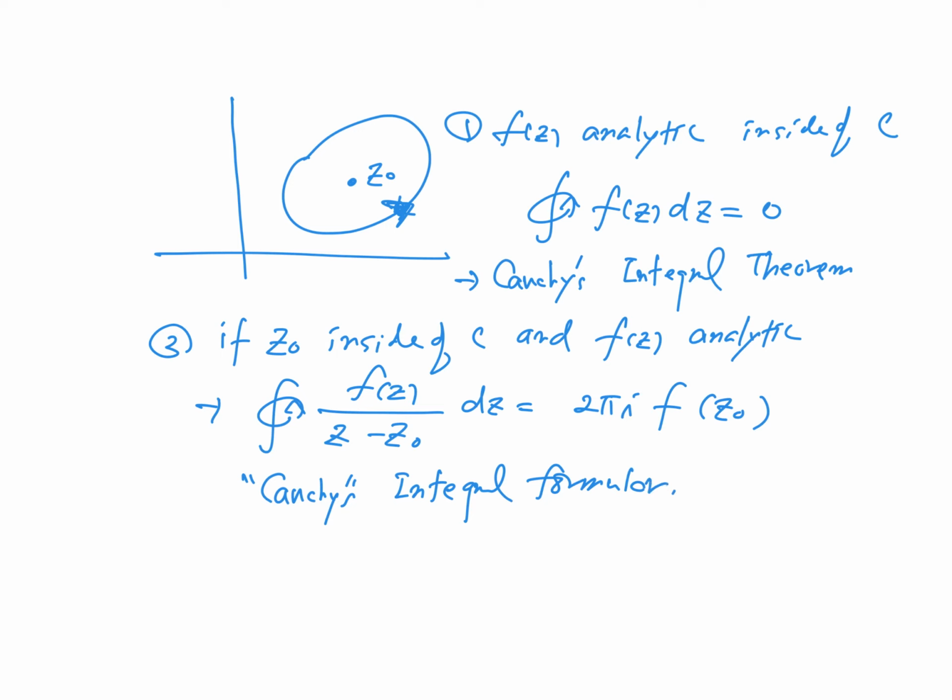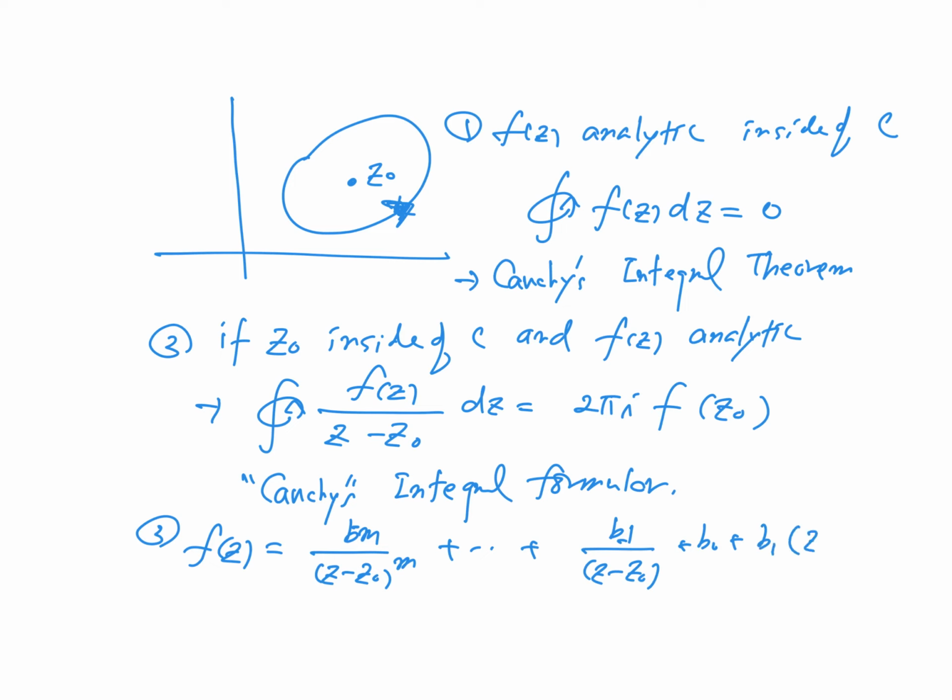And thirdly, if f(z) can be considered as a Laurent series, b minus m, up to b0 plus b1 z, etc. And of course, z naught is the same. z naught is inside of C. Then, obviously, it's 2 pi i b minus 1, right?